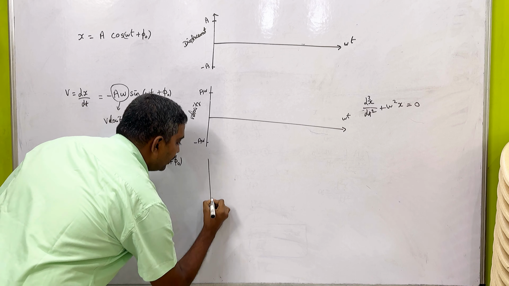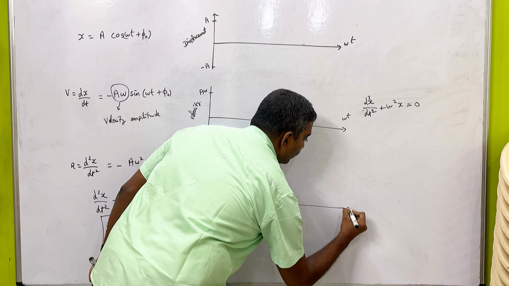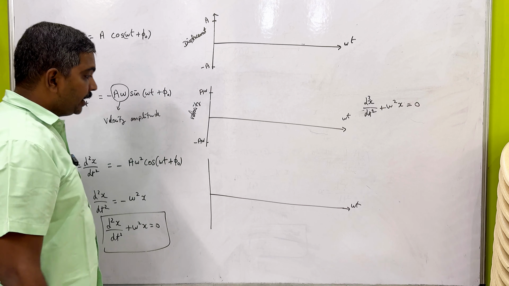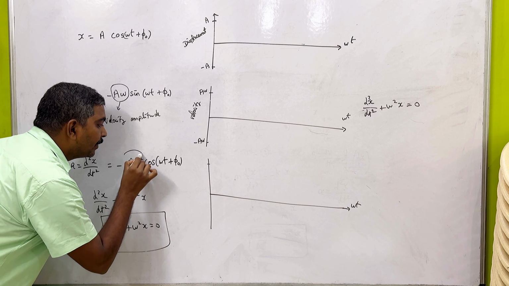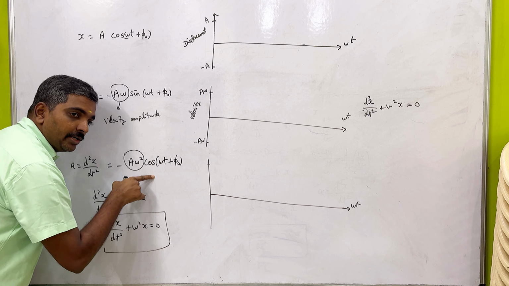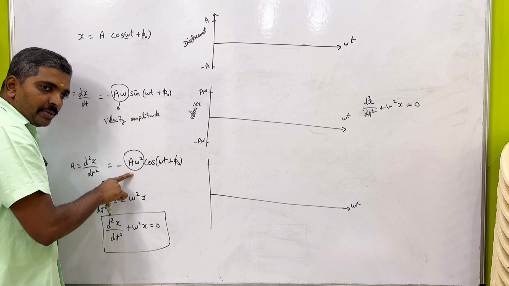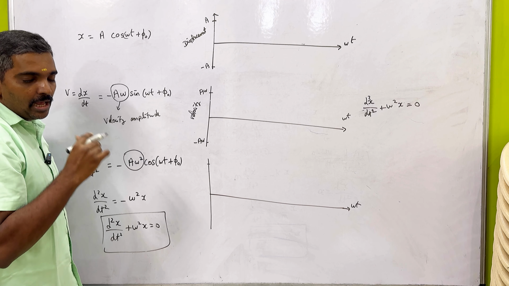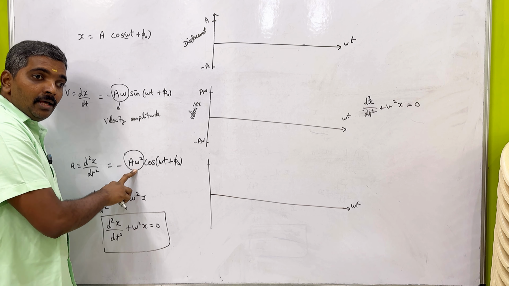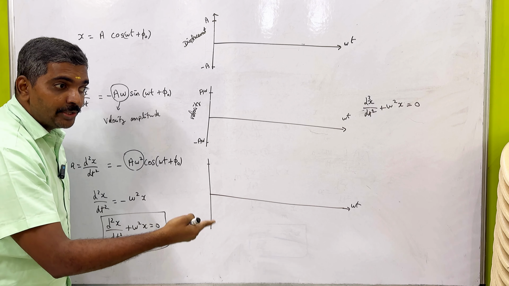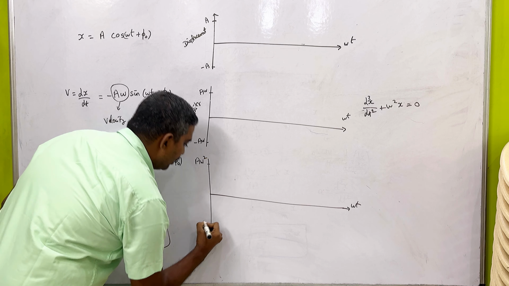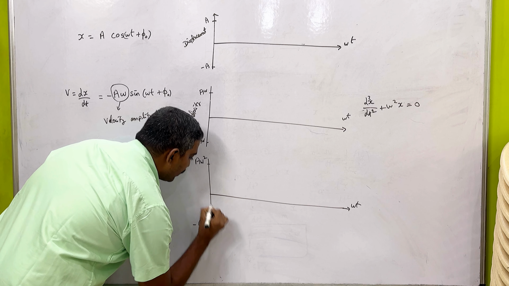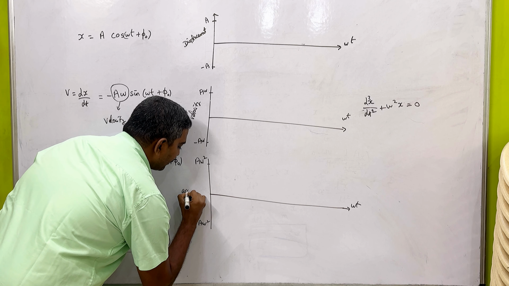And then here is the acceleration versus omega t. So the maximum acceleration is this term. This is the time dependent term, and the term before the time dependent term is called your amplitude. So this is called your acceleration amplitude, A max. A omega square is going to be minus A omega square. So this is my acceleration.